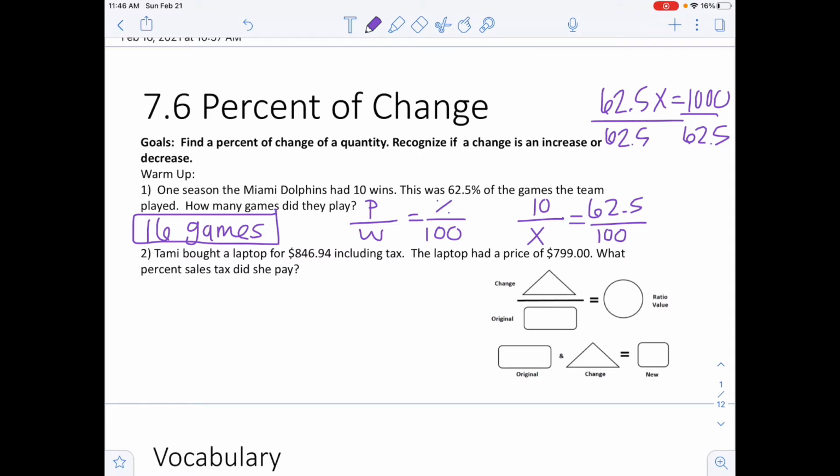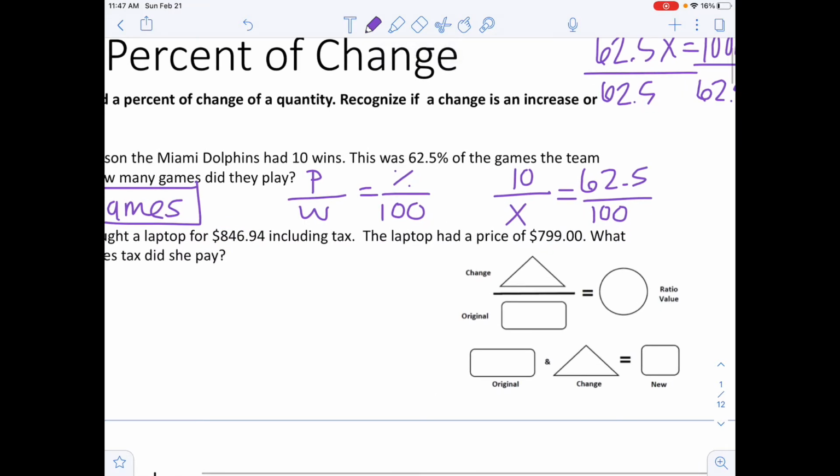Tammy bought a laptop for $846.94, including tax. The laptop had a price of $799. What percent sales tax did she pay? So remember, to figure out that percent of sales tax, we take change over original, or difference over original.